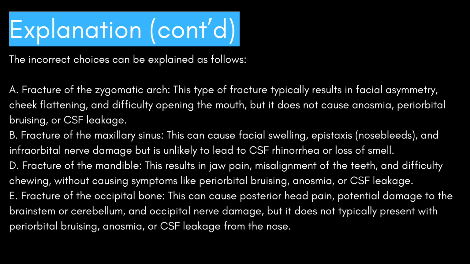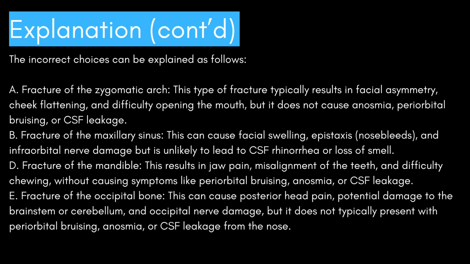This results in jaw pain, misalignment of the teeth, and difficulty chewing, without causing symptoms like periorbital bruising, anosmia, or CSF leakage. E. Fracture of the occipital bone. This can cause posterior head pain, potential damage to the brainstem or cerebellum, and occipital nerve damage, but it does not typically present with periorbital bruising, anosmia, or CSF leakage from the nose.